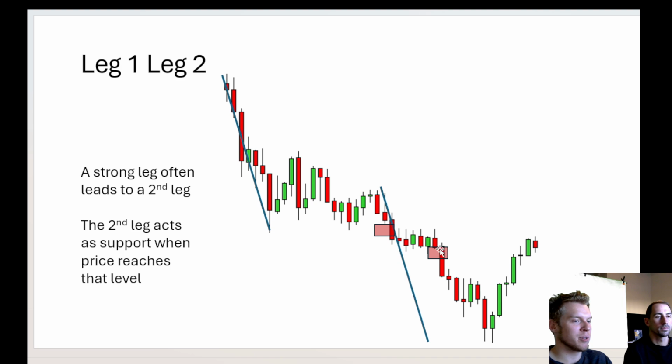Here's another example of a short. We've broken out below this level here, and now this level is acting as resistance. You can see the market's trying to pull back and is testing it. So now we're below resistance, and we're getting a good bear bar. And there's a target below, which is this measured move with this leg 2. So probably a decent place to sell there.